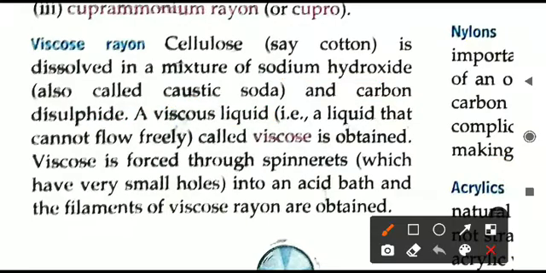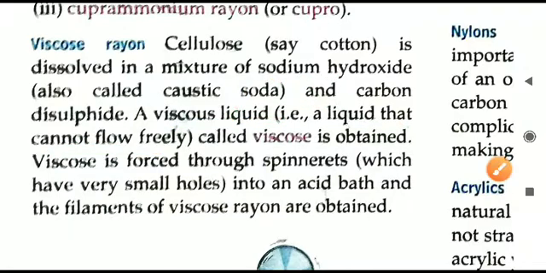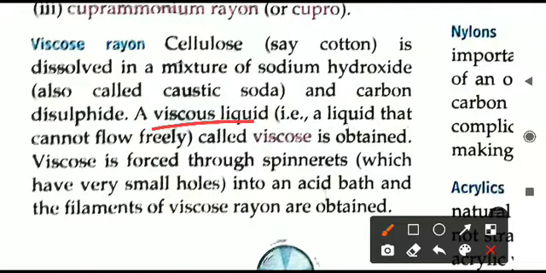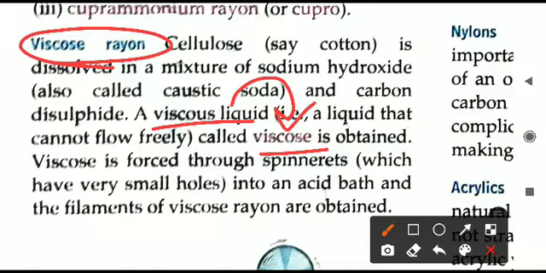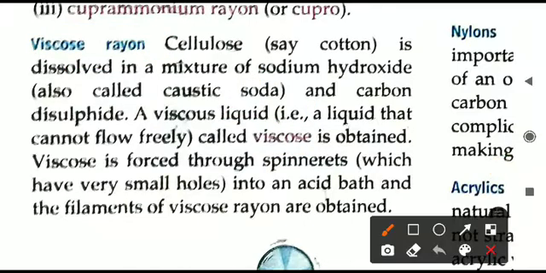The meaning of the viscous liquid is actually given here. It is that kind of liquid which cannot flow freely. Normally liquids can flow freely, but if it is more viscous, then its ability to move freely is restricted, then it cannot flow freely. That kind of liquid is viscous liquid, and this is given a name here, viscose, and that is why our topic name is viscose rayon. This cloth is called viscose rayon.